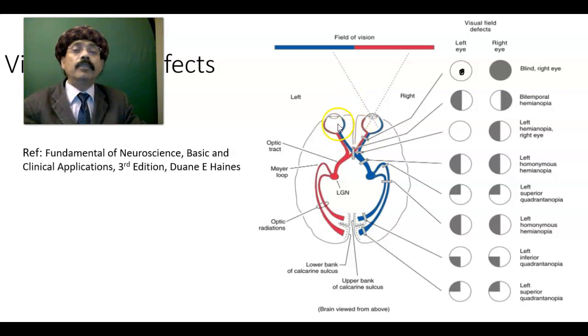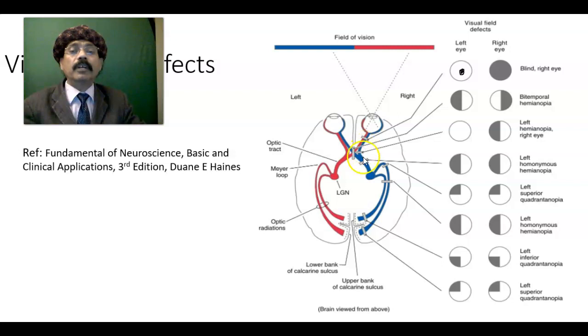This is due to the presence of the crystalline lens that inverts the visual field. Okay, that is the reason for that. So if there is any lesion in the optic chiasm, we'll get bitemporal hemianopia. So we may get left hemianopia of the right eye. That is also possible.